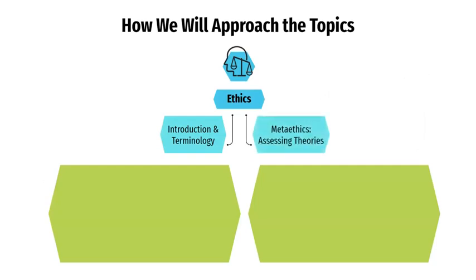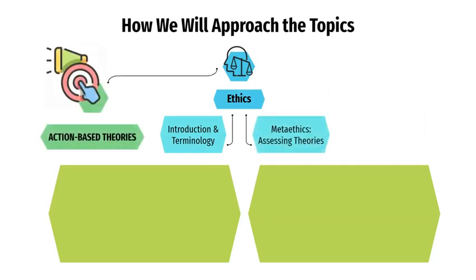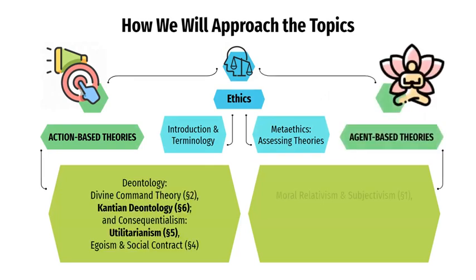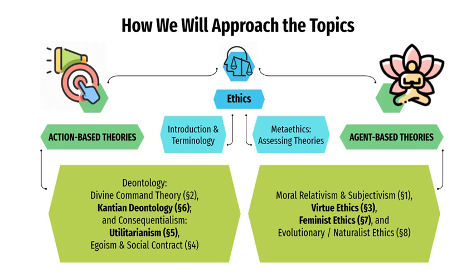Okay, so as I said, we'll introduce some terminology and talk a little bit about metaethics and what metaethics tries to do. And one way to frame this discussion is to separate what we would call action-based moral theories from agent-based theories. So by action-based theories, we mean theories that try to look at individual actions as being right or wrong, morally permissible, morally impermissible, etc. So on the action-based list, we have views like deontology, divine command theory, and consequentialism, as well as egoism.